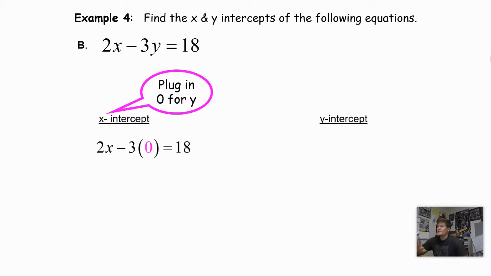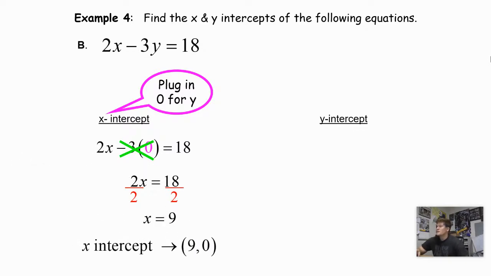So now I have 2x minus 3 times 0 is equal to 18. 3 times 0 goes away. I got 2x equals 18. Divide both sides by 2. I get my x-intercept, 9, 0.